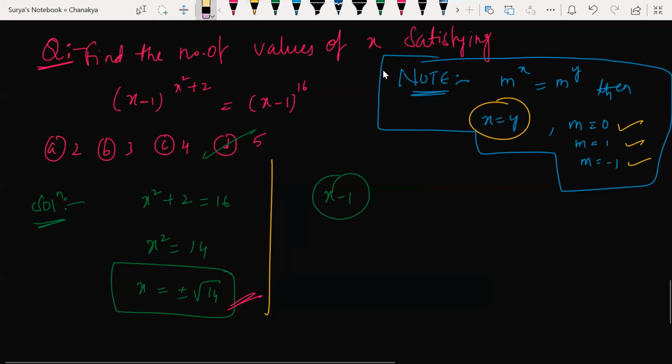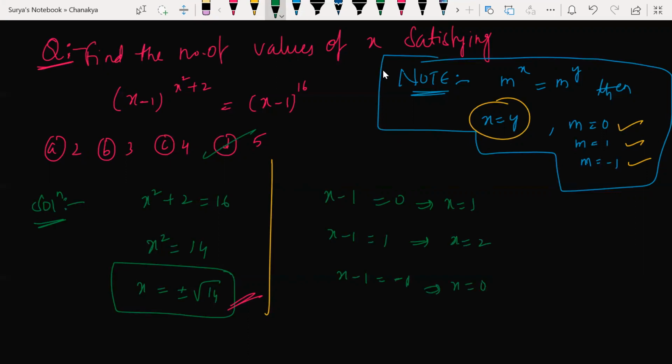All right. So now my x minus 1 can be equal to 0. X minus 1 can be 1. X minus 1 can be minus 1. If this is the case, I'm going to get x as 1. If this is the case, I'm going to get x value as 2. If this is the case, I'm going to get x is equal to 0. All right. And this is how x values 1, 2 and 0. These are also my solutions. So these are my 3 solutions, and I got 2 solutions here. Total 5 solutions. That is the answer.